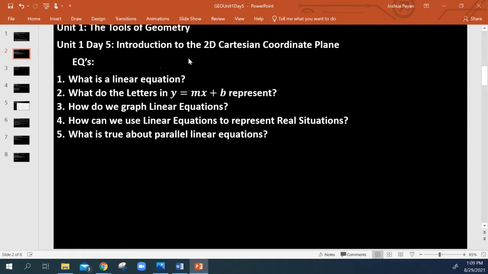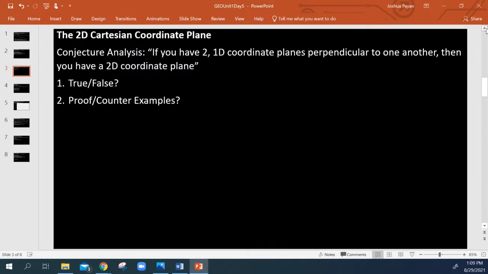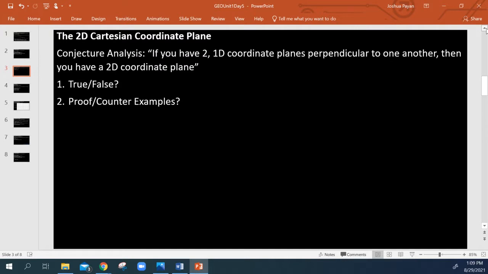How do we graph linear equations in this form, y equals mx plus b? And how can we use these equations to represent real equations? And last but not least, what's true about parallel linear equations? So let's jump right in here. So the 2D Cartesian coordinate plane.